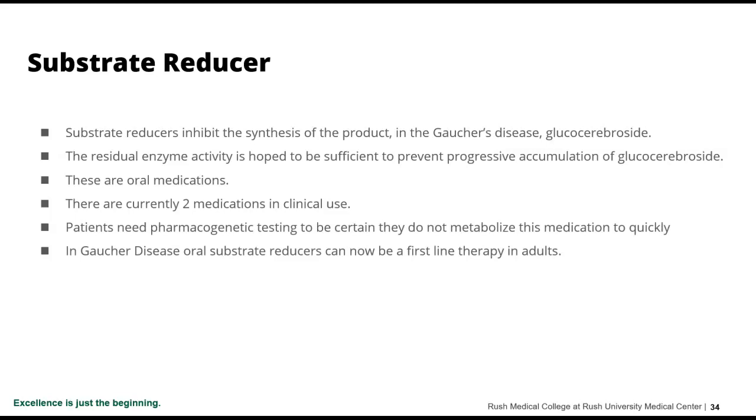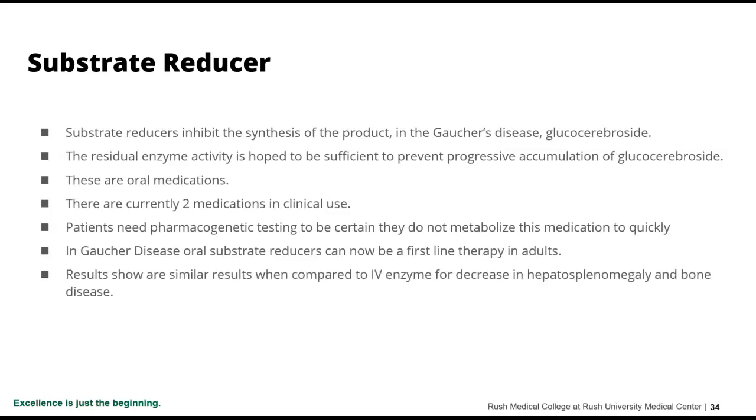So I don't even have any adults on enzyme therapy. The only people I have on enzyme therapy are kids, and I usually move them over to the oral medication around 16. I like to get them over to that before they go to college so that they don't miss other stuff. Results, as far as long-term results, are very similar to the IV for decreased hepatosplenomegaly and bone disease.